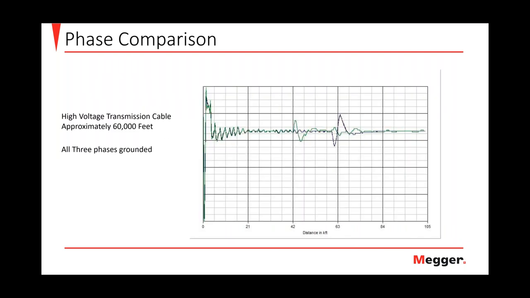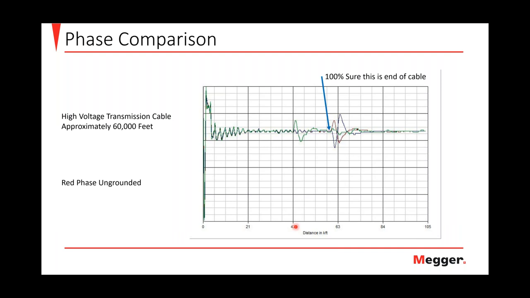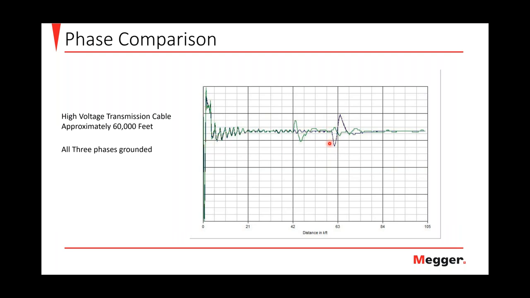Phase comparison on a high voltage transmission cable. So this is about a 60,000 feet long run, and all three phases on the far end are grounded. So here we have it with the red phase ungrounded. All grounded, red phase ungrounded. So we can be certain that this is the end of the cable. This is the shorted end. All three phases are grounded on the end, meaning they are shorted.